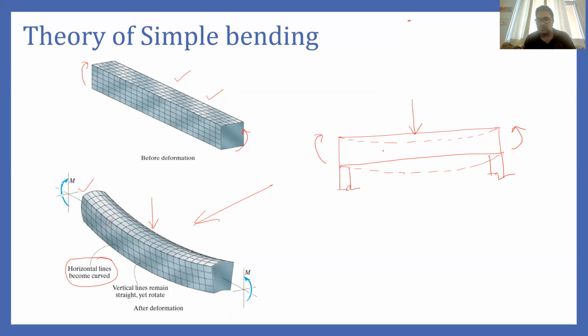As we know, the upper layer of the beam will be under compression and the lower layer of the beam will be under tension, and there will be a central layer which is passing through the centroid of this beam, and this central layer we are calling the neutral layer or neutral axis. So the upper line of the beam will compress, the lower line of the beam will stretch, but this neutral layer or neutral axis will not compress and will not stretch. The length of the beam even after the bending will be the same at this neutral axis.